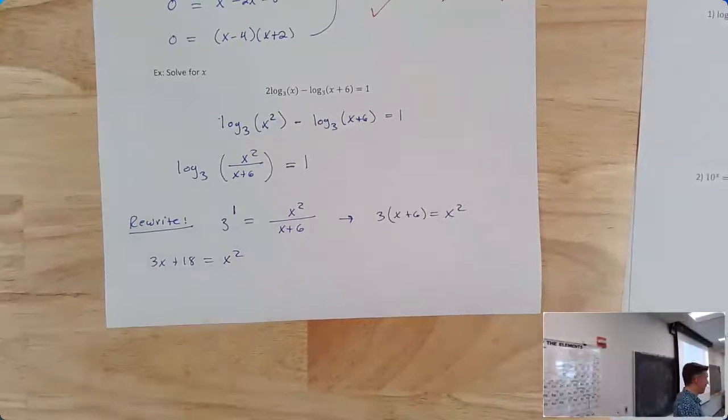I'm a big fan of having my highest power of x have a positive coefficient. So although you might say, I want to bring x squared to the left and make it negative x squared plus 3x plus 18, that is not what I want to do. I want to bring everything to the right. X squared divided by x plus 6.